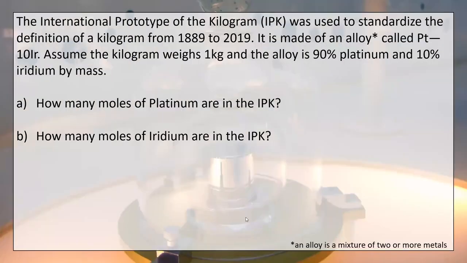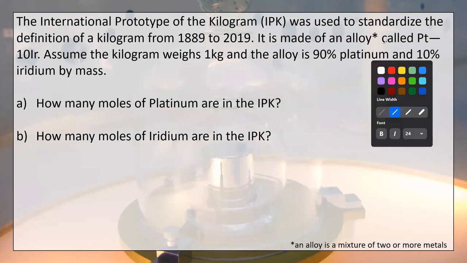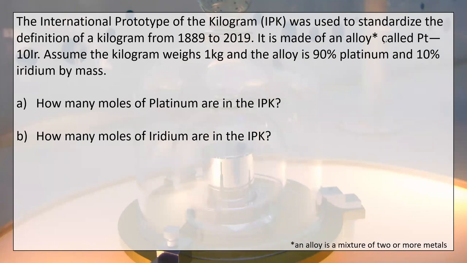So the next problem is about the international prototype of the kilogram. The international prototype of the kilogram was what we used to define how much is a kilogram for over 100 years. And we don't use it anymore because it had problems. It would occasionally absorb molecules from the air, or it would degrade even though it was kept under 2 bell jars like you see in the background here.